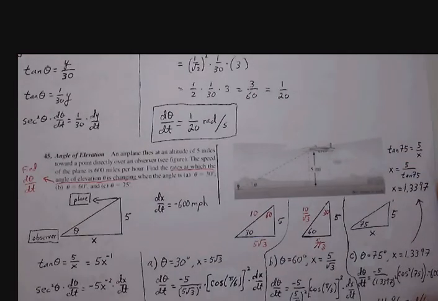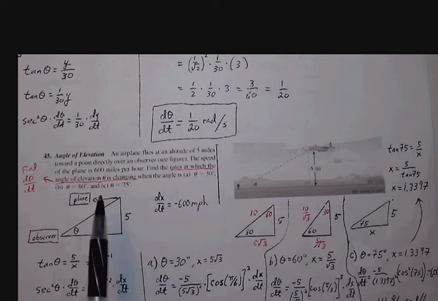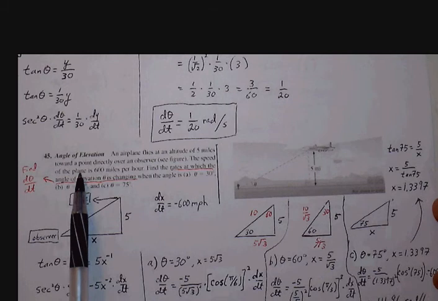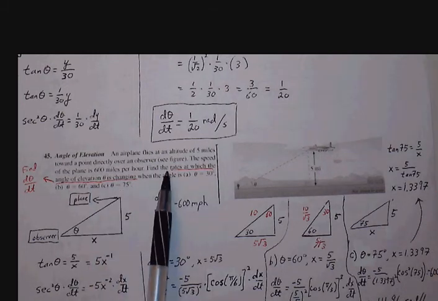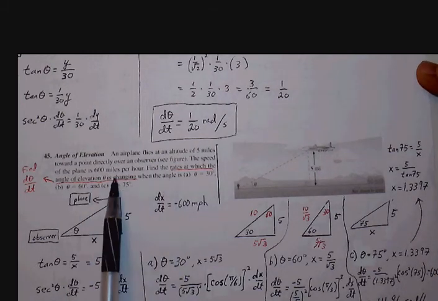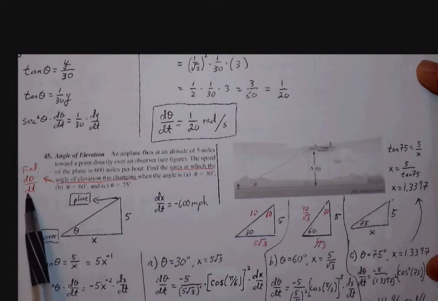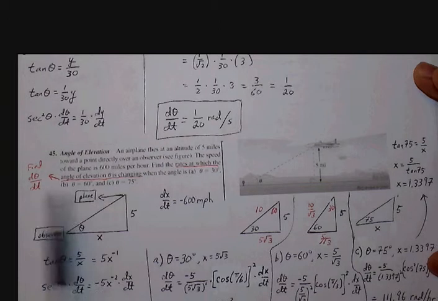An airplane flies at an altitude of 5 miles towards a point directly over an observer. The speed of the plane is 600 miles per hour. Find the rate at which the angle of elevation theta is changing. So here we're looking for d theta dt for when the angle is 30 degrees, 60 degrees, and 75 degrees.